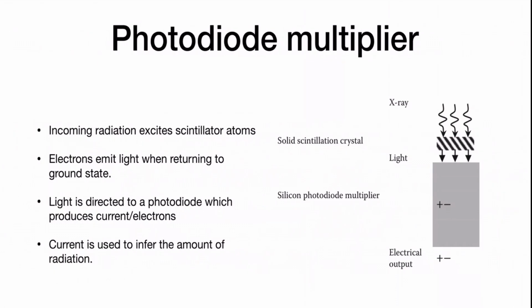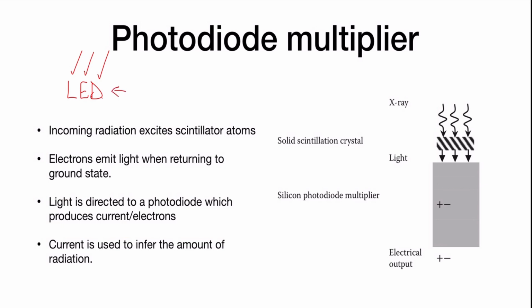The other context where scintillators are used is with a photodiode multiplier. I think the best way for me to explain it is to use LEDs. All of us are very familiar with LEDs, I would imagine. LEDs are what we call light-emitting diodes. These are diodes which, when you run current through them, produce light. Photodiodes are the opposite. They are diodes which, when you shine light on them, produce electrons. I hope that's clear.